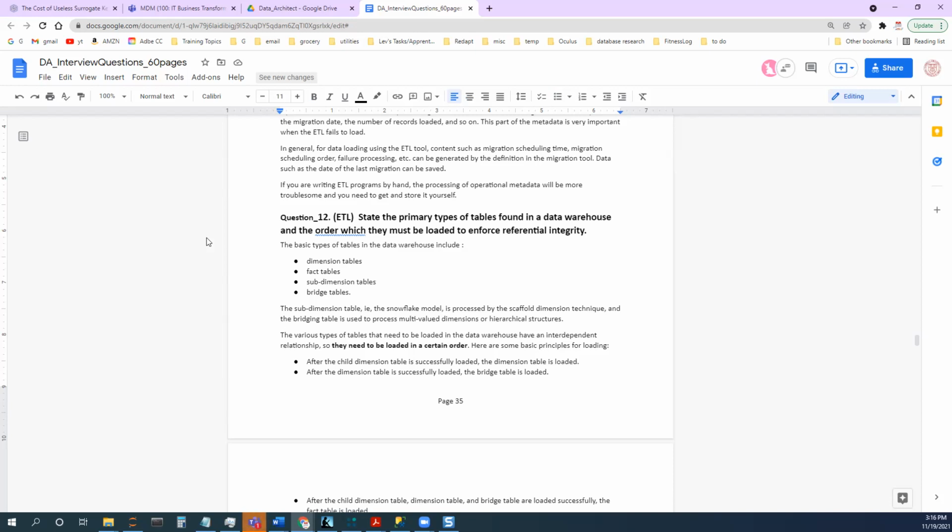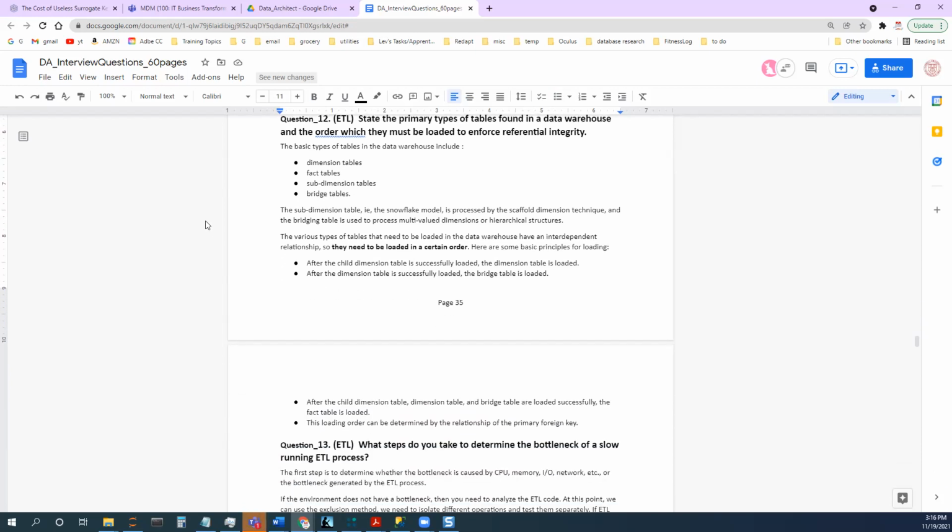The various types of tables that need to be loaded in the data warehouse have interdependent relationships, so they need to be loaded in a certain order. Here are some basic principles for loading. After the child dimension table is successfully loaded, the dimension table is loaded. After the dimension table is successfully loaded, the bridge table is loaded. After the dimension table and bridge table are loaded, the fact table is loaded. The loading order can be determined by the relationship of the primary and foreign keys.